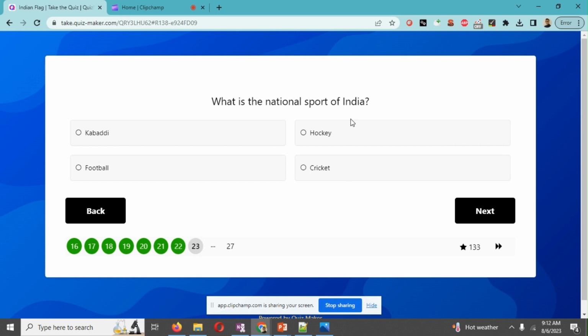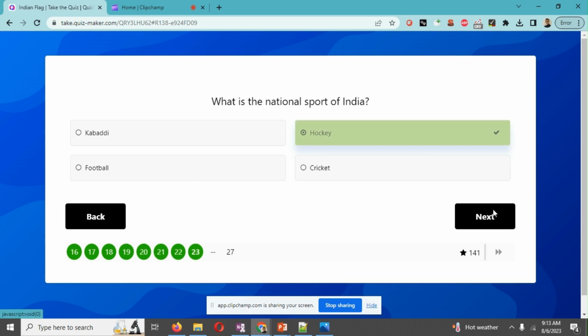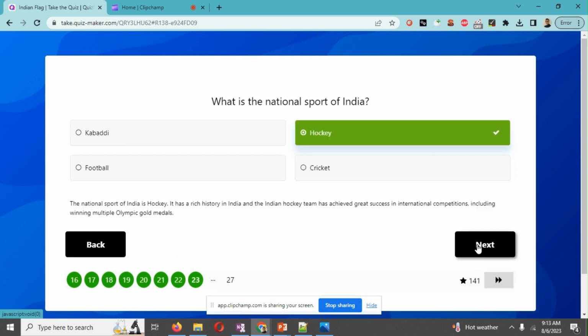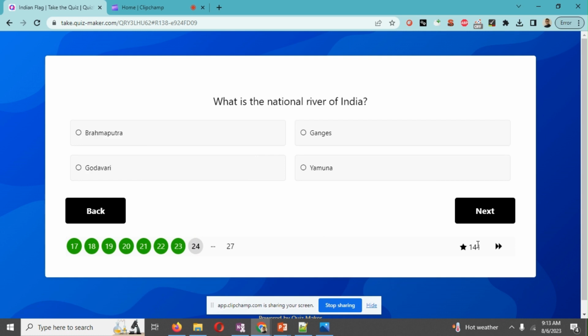What is the national sport of India? For sure, it's hockey, not cricket, guys. Don't get confused. Though we play a lot of cricket, hockey is the national sport of India. The national river of India, for sure, it's the Ganga.